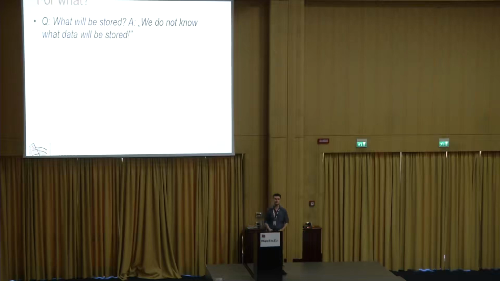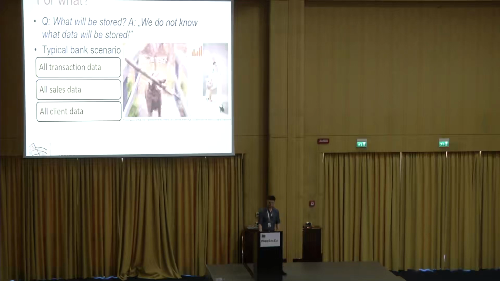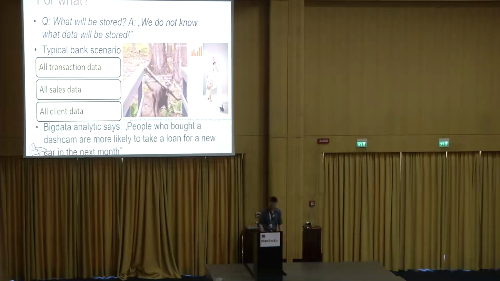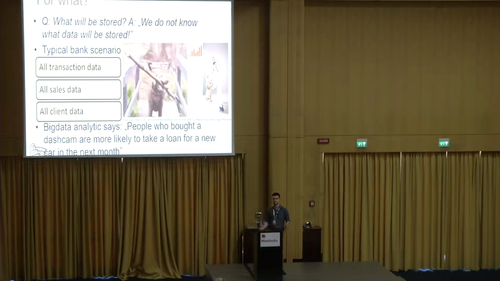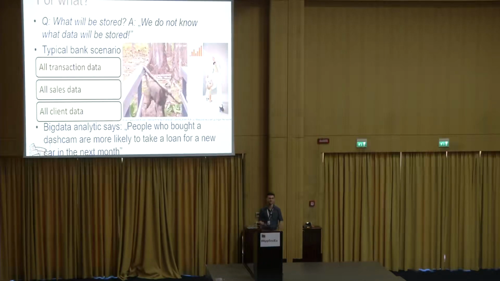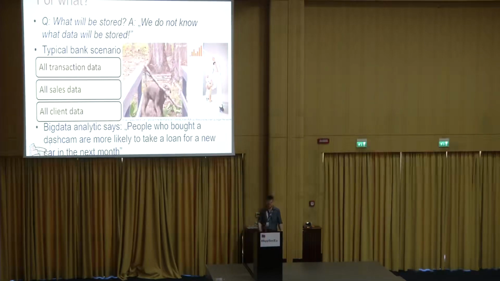Okay, for what? So what can be found in the big data solution? In one of the banks, we asked what data will be stored in your big data solution. And they answered, we don't know. Because a typical bank scenario is to put all transaction data, all sales data, all client data, combine it together. Then comes the big data analytic. And the big data analytic says, people who bought a dash cam are more likely to take a loan for a new car in the next month, because people have more accidents when they are pretty sure that they've got a camera and everything is recorded, right? And that is money, because if they can offer more loans, the banks get more money, right?